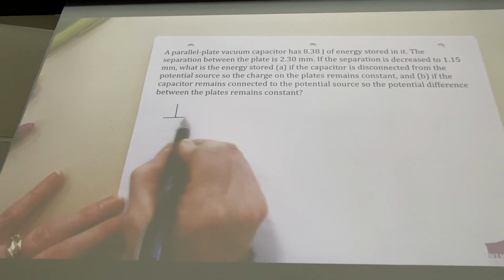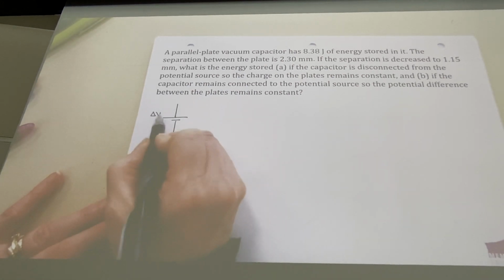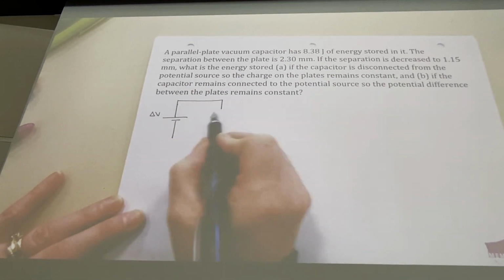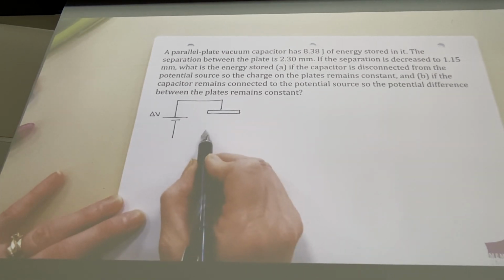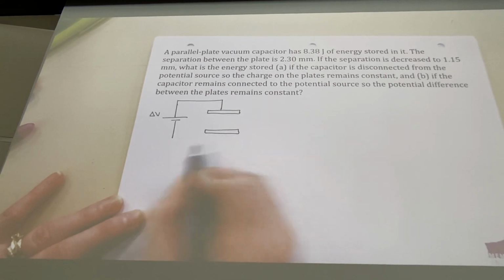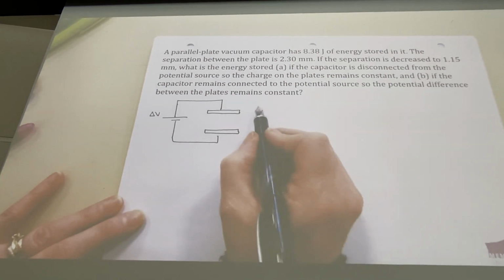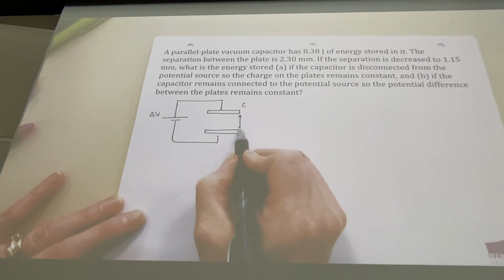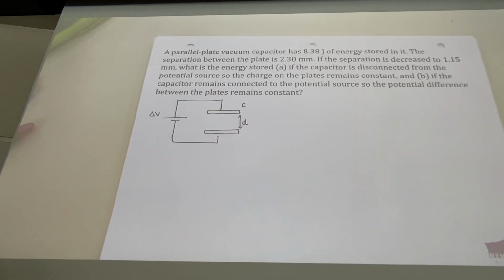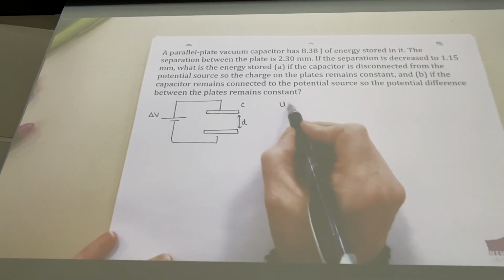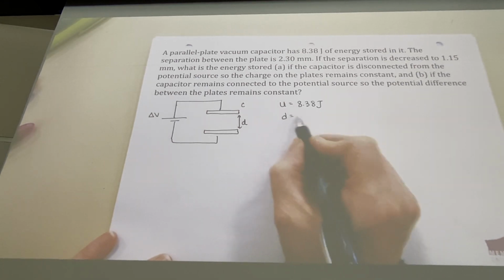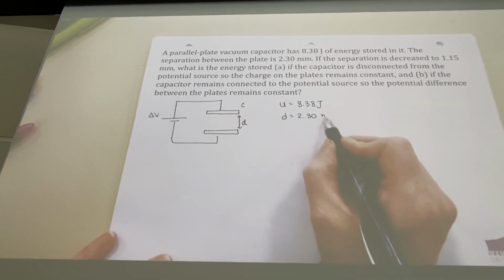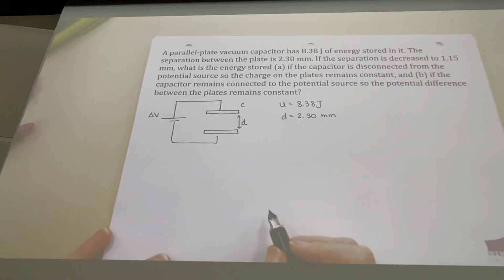We've got a battery, delta V. It's connected to the two plates of a capacitor. I'm going to exaggerate my picture a little bit here. Here's the top plate of my capacitor. Here's the lower plate of my capacitor. Here's my capacitor C. It's got a plate separation that we'll call D. So let's write down what we know. In the very beginning, the total amount of energy is 8.38 joules. The plate separation is 2.30 millimeters, or 2.3 times 10 to the minus 3 meters.